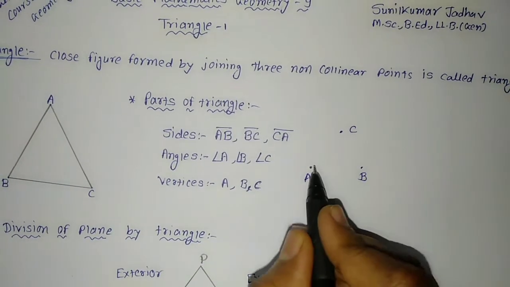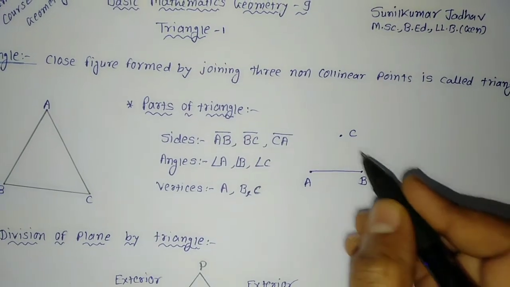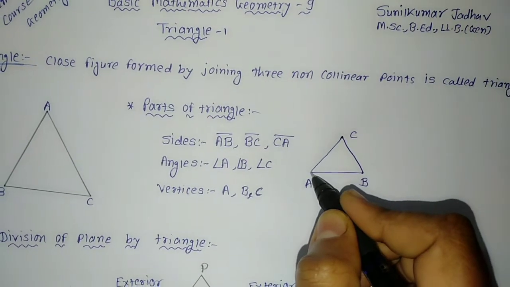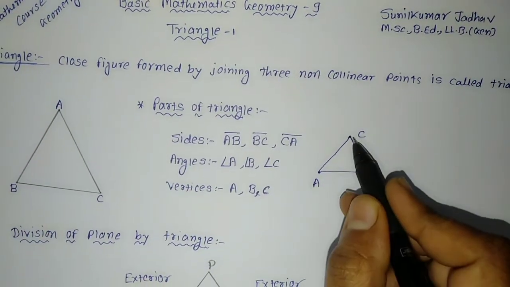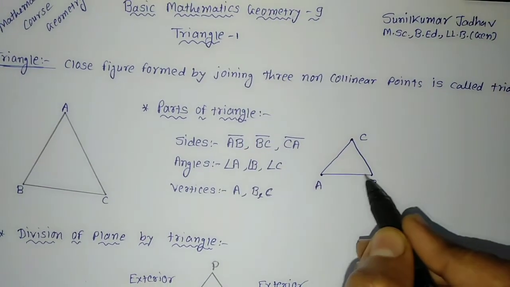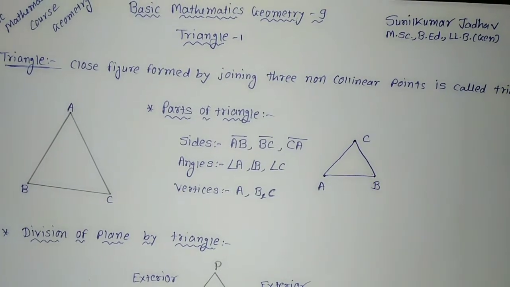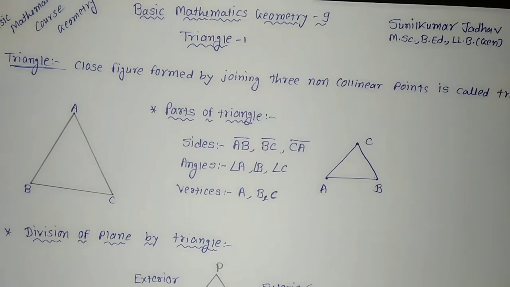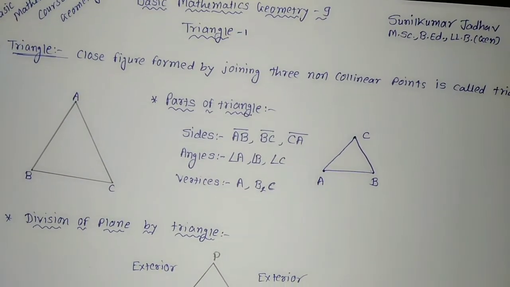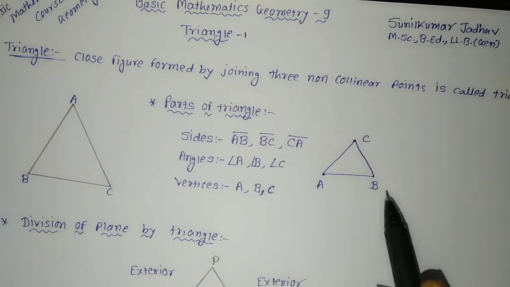If we join them, let us join them. I have joined. This is line segment AB, this is line segment BC, and this is line segment AC. Then it makes a closed figure. It is a closed figure formed by joining three non-collinear points. This is what we call a triangle. So this is the simple definition of a triangle. You will see different definitions, but in my opinion this is a very simple one: a closed figure formed by joining three non-collinear points is called a triangle.